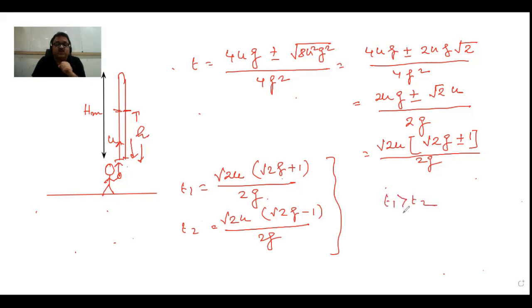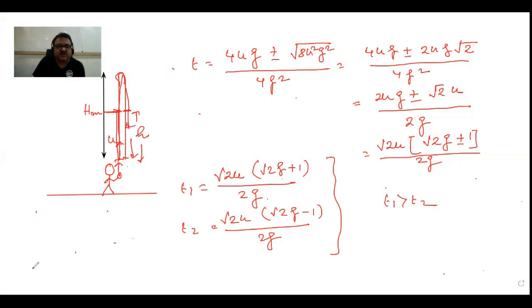Now, what is the meaning of T1 and what is the meaning of T2? Look, T2 is the time at which it will reach half the maximum height during its upward journey. And T1 is the time from the starting point at which it again reaches half the maximum height, but during its downward journey. Correct?